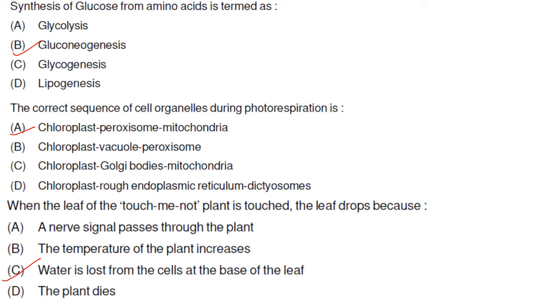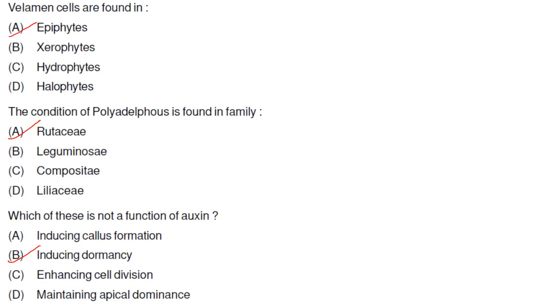Then velamen cells are found in? So velamen is a spongy multiple epidermis that covers the roots of epiphytic plants. With the help of this velamen, they are able to absorb water from the dew, moist atmosphere and also rain. So the answer here is option A, that is epiphytes.